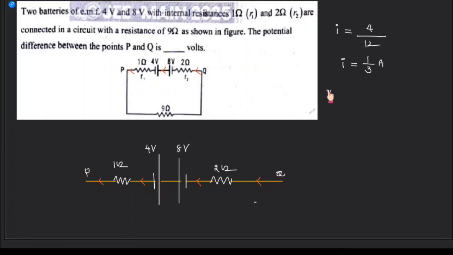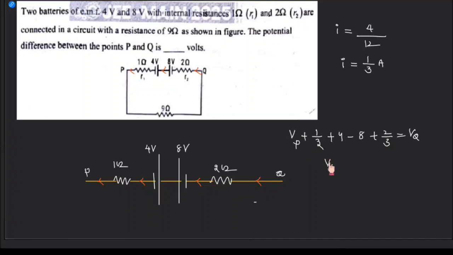Therefore you could say Vp minus Vq. The voltage at P is Vp. If we move to this side the voltage increases. By how much? 1 into I, which is 1 by 3, so plus, because if you move from negative to positive, the voltage will increase. So Vp plus 1 by 3 plus 4 minus 8 plus 2 by 3 is equal to Vq. So 1 by 3 and 2 by 3 is nothing but 1.